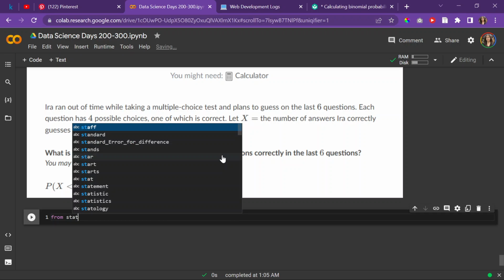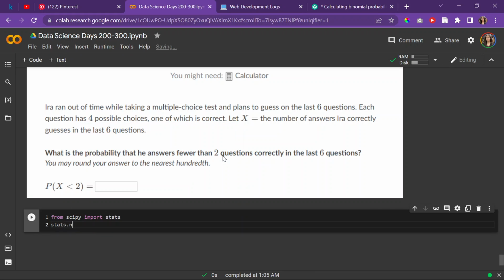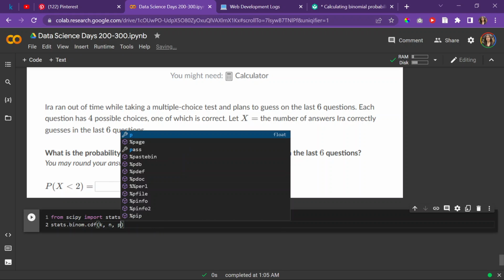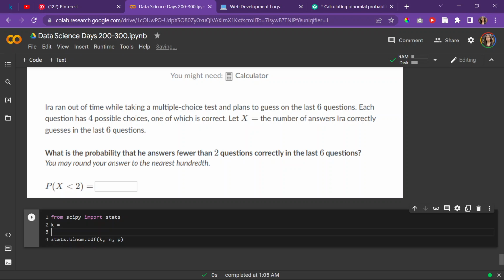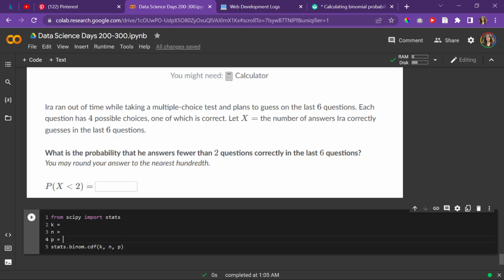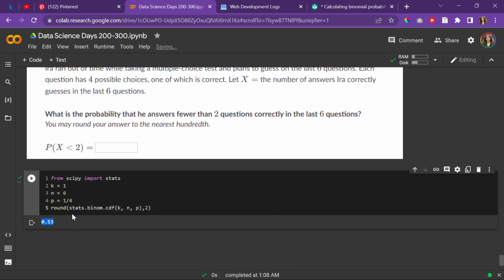So I'll do from SciPy import stats. I'll do stats.binom.cdf. I'll do k and p, and then I'll go here and define those variables. So probability is 1/4. Number of trials is 6, and then k would be 1. And then I'll round that answer to 2 decimal places, run that, and we should get that answer.